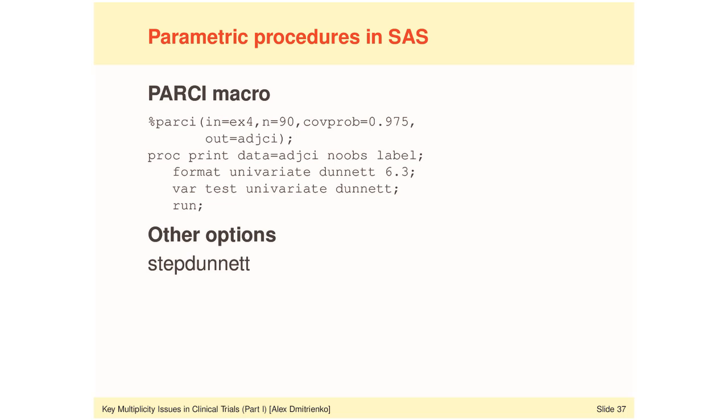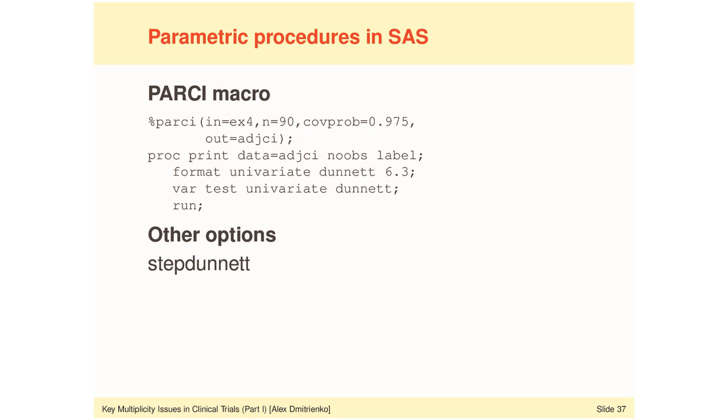The process of computing simultaneous confidence intervals for parametric procedures is very similar to the process that I presented on slide 34 when we discussed non-parametric procedures, specifically the Holm procedure. We just need to switch to the PAR-CI macro. The macro call, as you can see, is exactly the same as before. We select, in this case, the Dunnett variable to print the one-sided simultaneous confidence intervals for the true mean treatment differences that are based on the single-step Dunnett procedure.